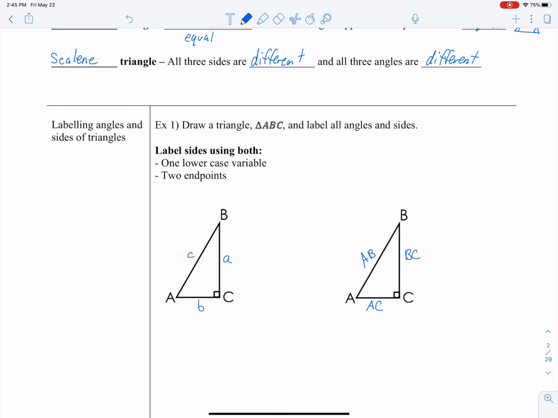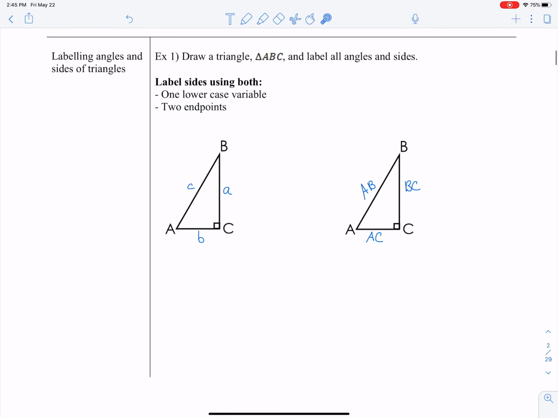Okay. Now, it doesn't matter if you call it AB or if you call it BA. No, it does not matter. It can go in either direction. However, the convention is normally that you list them in alphabetical order. So the one that would be at the beginning of the alphabet first, but you could call this BA, it doesn't matter. Okay, so those are the two different methods of labeling sides.